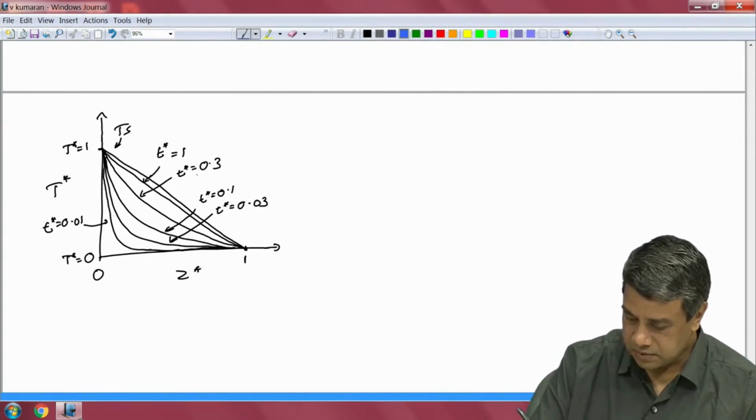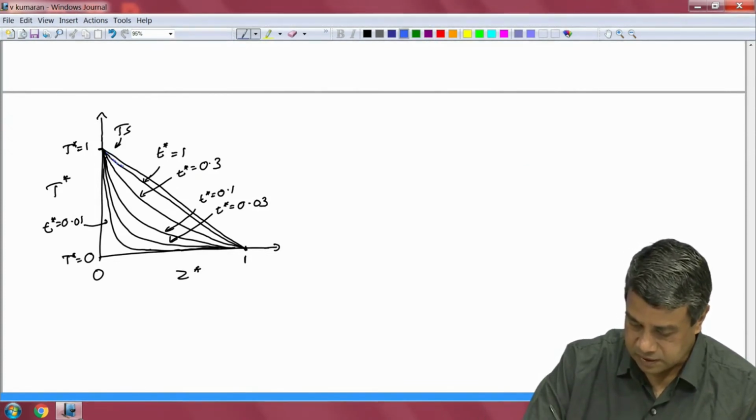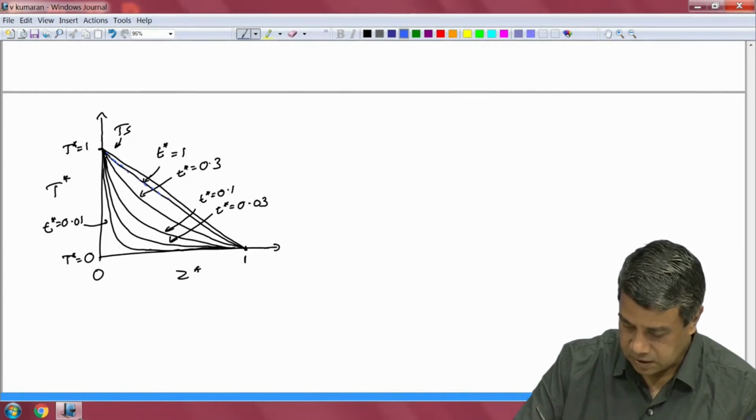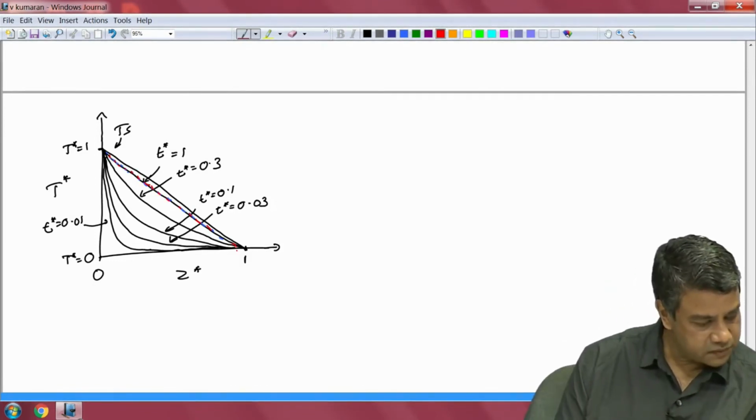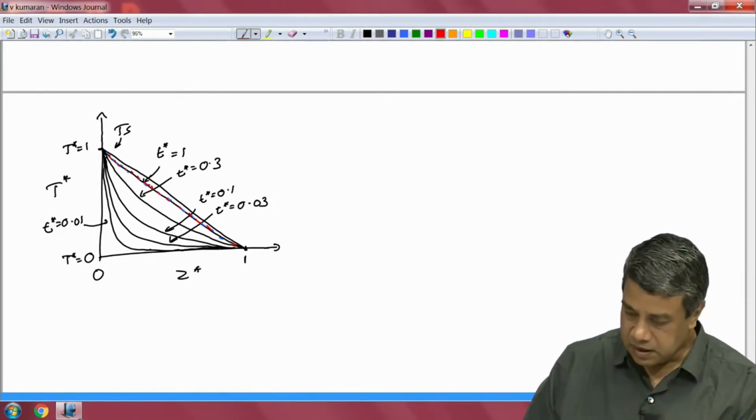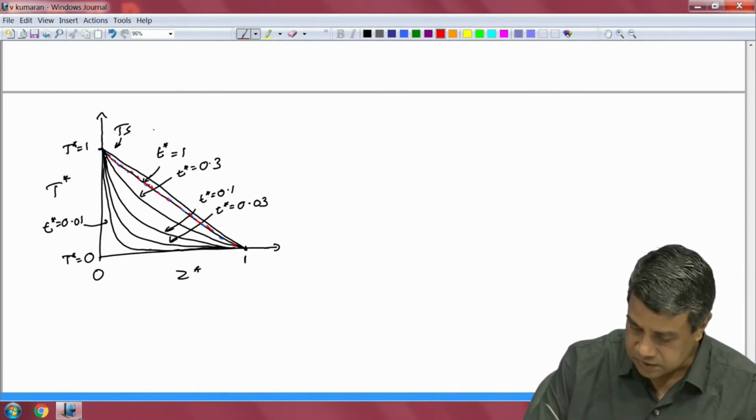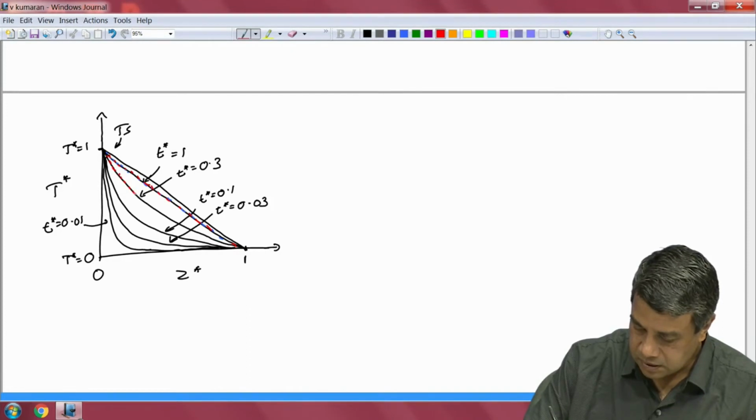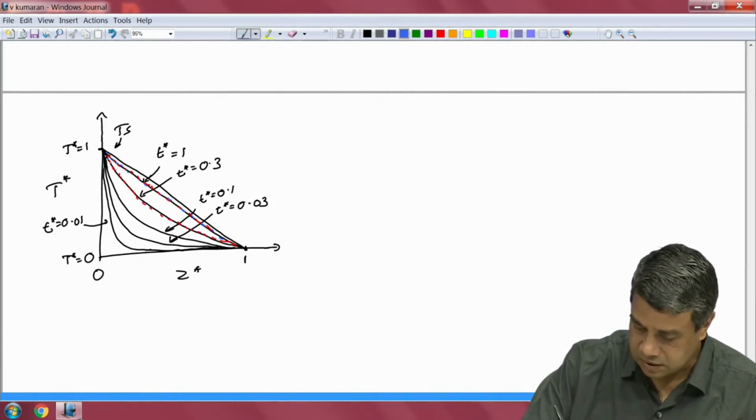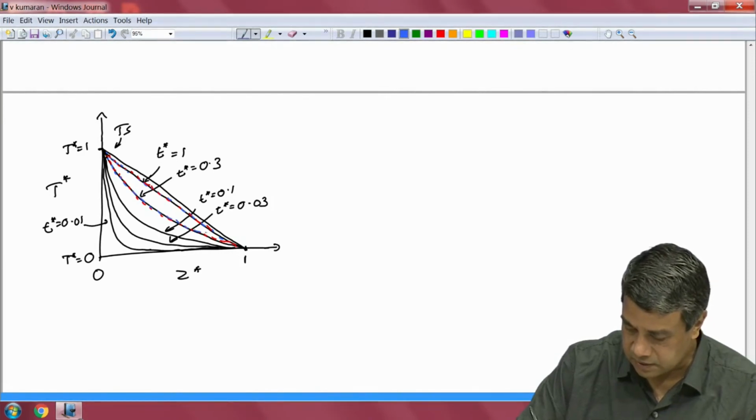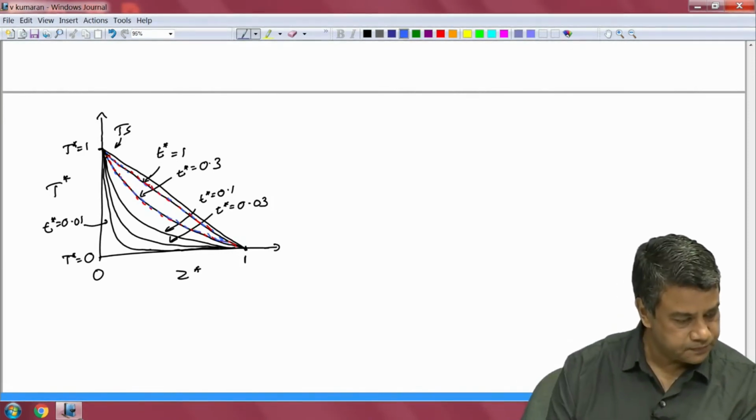At T star equal to 1, there is virtually no difference. The one term, the three term, etc., give you exactly the same numerically accurate result. Up to about 0.3 there is virtually no difference. Even at 0.1 there is virtually no difference between the actual result, the one term approximation, and the three term approximation. There is very little difference between these two.